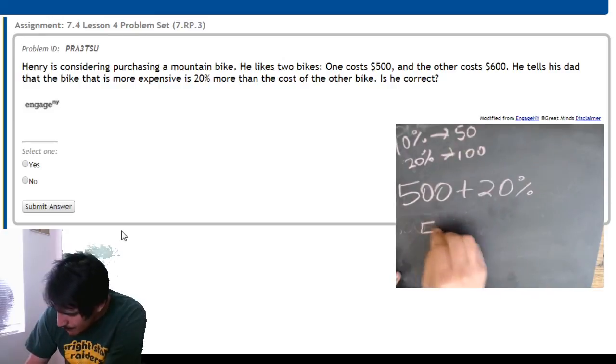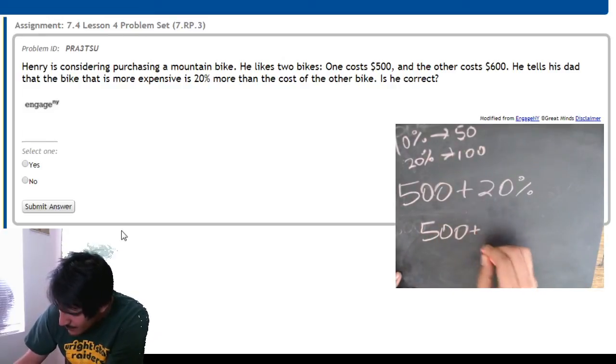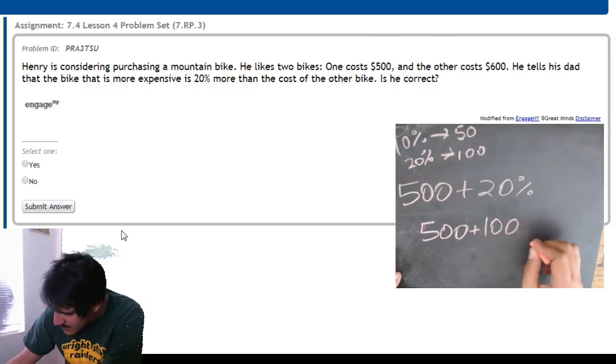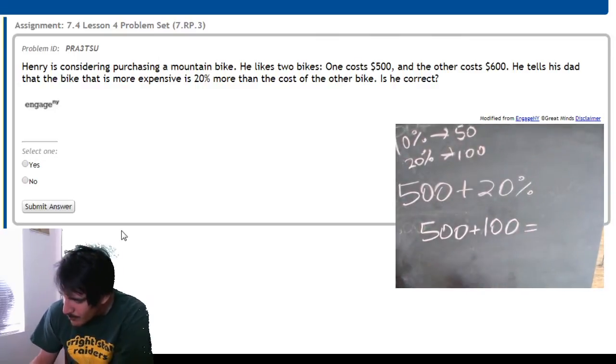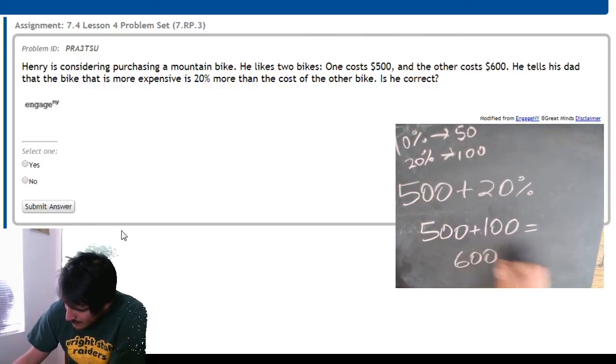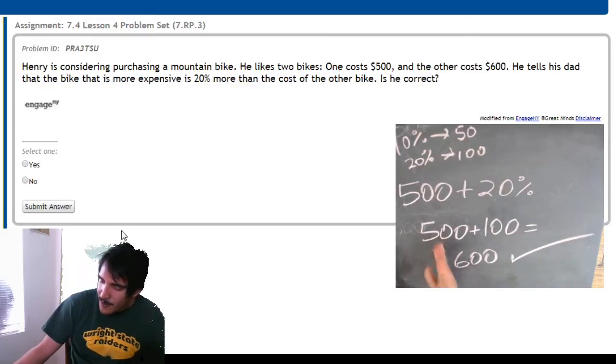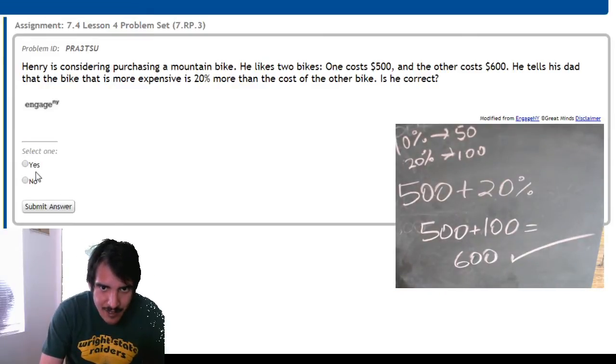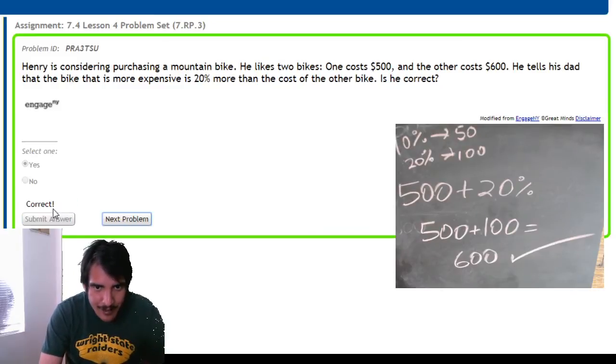And is that true that if we take the cheaper bike, 500, and then we add 20%, does that equal the more expensive bike? The answer is yes, it does. 500 plus 100 equals 600. So yes, the $600 bike is 20% more than the $500 bike.